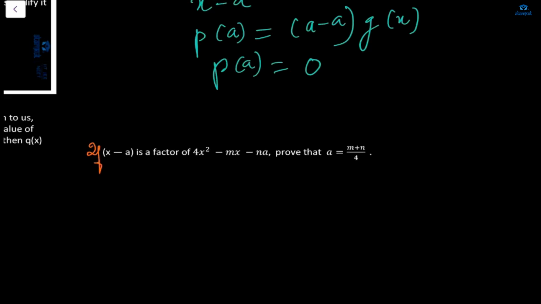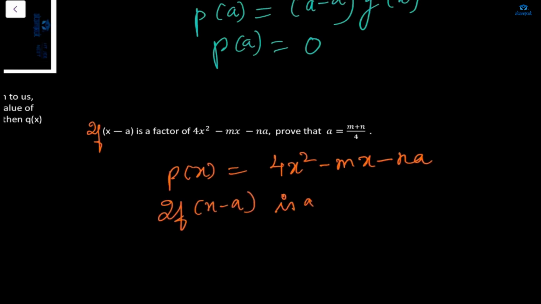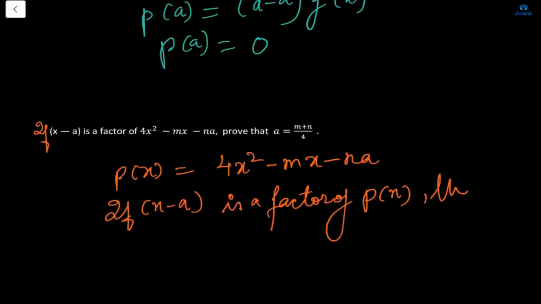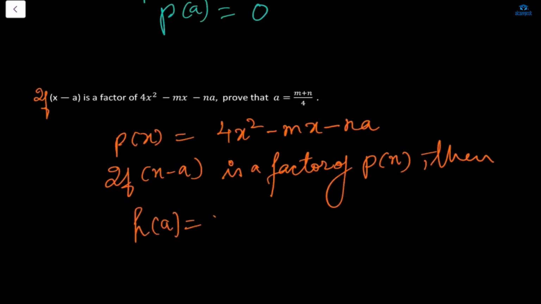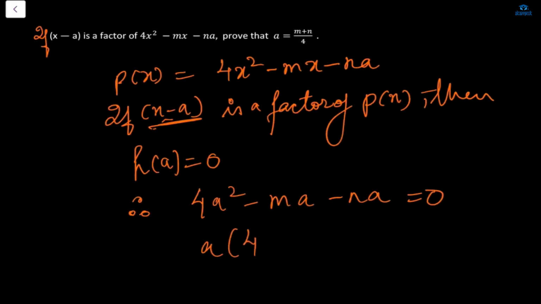Okay, so here p(x) is given as 4x square minus mx minus na. Now if x minus a is a factor of p(x), then p(a) is equal to 0, according to this factor theorem. Therefore 4a square minus ma minus na is equal to 0. Now you can see in all the terms a is there. I'm taking a as common: a(4a minus m minus n) is equal to 0.